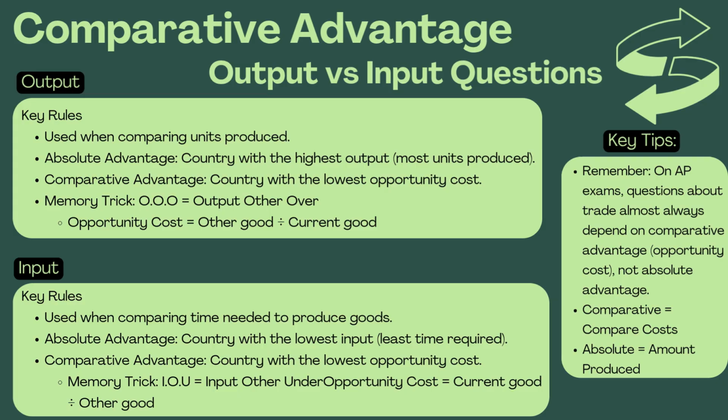Input is used when comparing time needed to produce goods. For input problems, the country that uses the least time or resources has the absolute advantage. To find comparative advantage, use the memory trick "input other under." Again, the country with the lower opportunity cost has the comparative advantage. A good way to remember this for the AP Micro exam is absolute advantage is about output or input, while comparative advantage is always about opportunity cost.